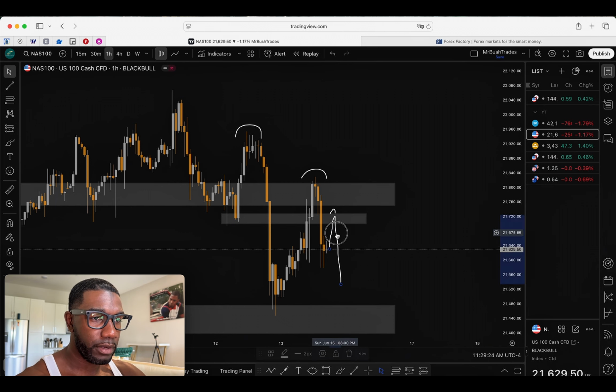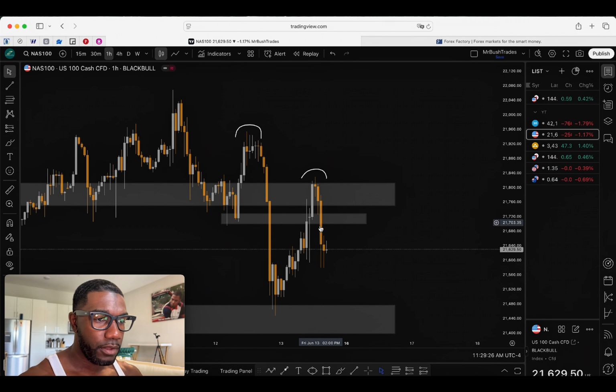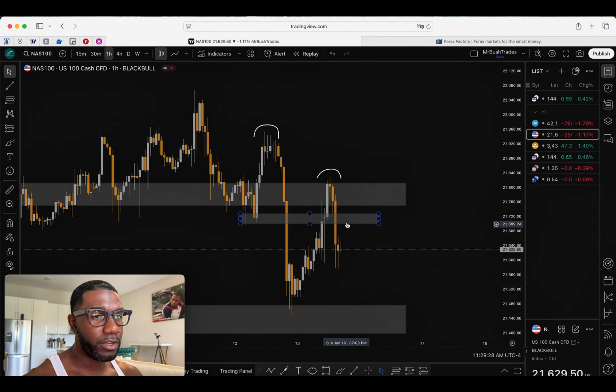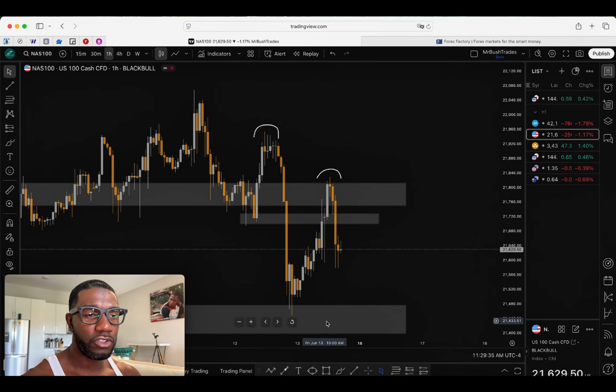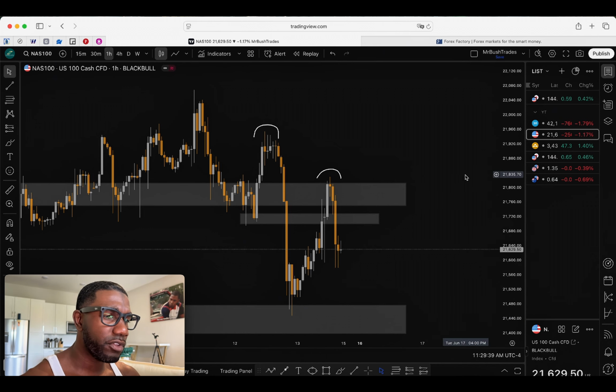So let's get rid of this. So yeah, if we don't get that pullback previously drawn, we want to see a continuation to the downside, and then we would just have to wait for a lower high point to be created, right? So that is the outlook for the Nasdaq.